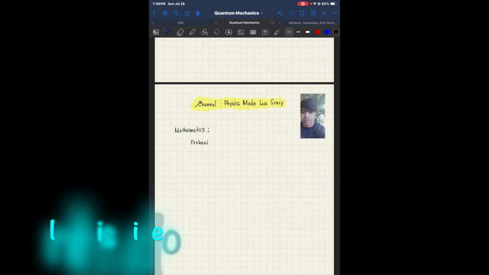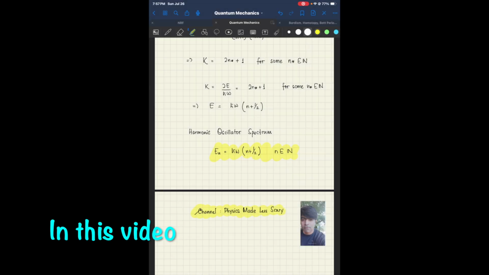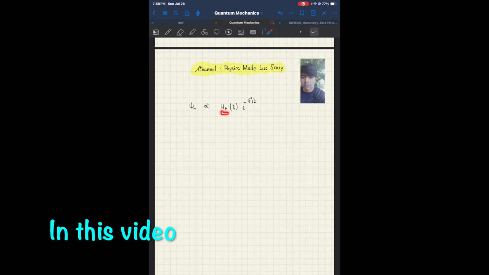This is called the Frobenius method. So we have re-derived the harmonic oscillator spectrum using an analytic method this time, right? These are actually the Hermite polynomials.